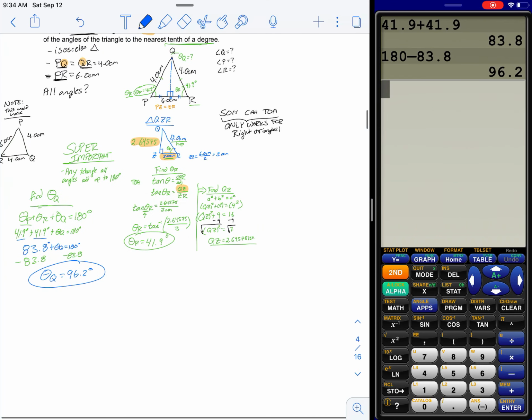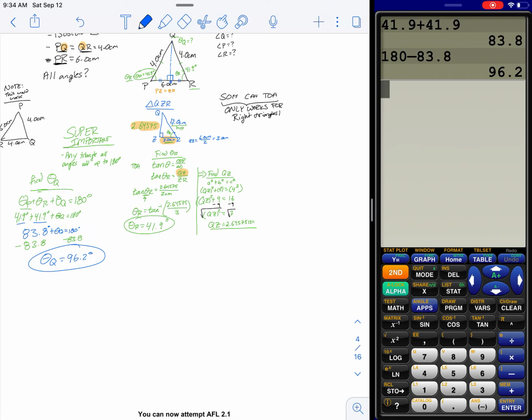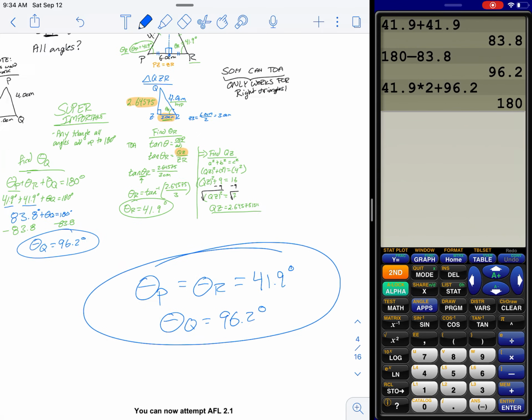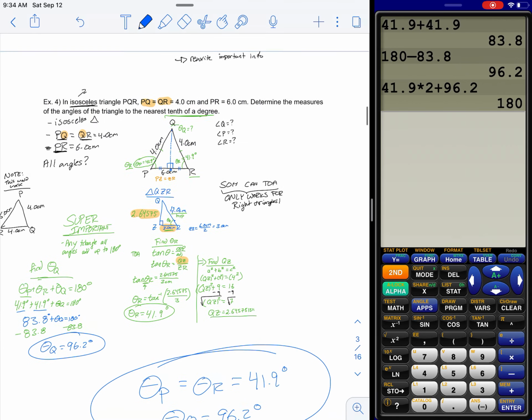So we have found every single solution. Now, if I were to be nice, I would write all this down. I would write angle P equals angle R, because it's an isosceles triangle, and that equals 41.9 degrees. Angle Q equals 96.2 degrees. Okay, let's just check my solution here. Awesome. And then you are done.